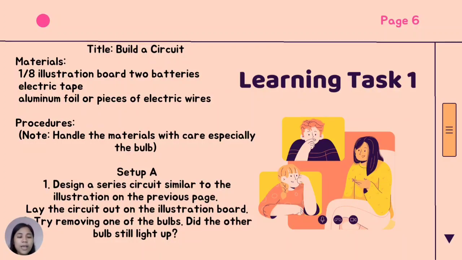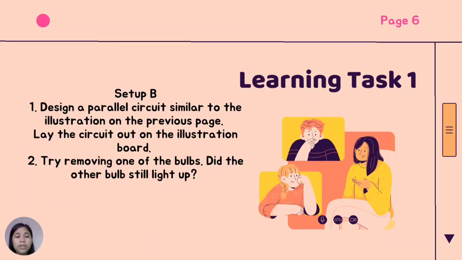Setup A. Design a series circuit similar to the illustration in the previous slide. Lay the circuit out on the illustration board. Try removing one of the bulbs. Did the other bulb still light up? For setup B, design a parallel circuit similar to the illustration on the previous slide. Lay the circuit out on the illustration board and try removing one of the bulbs. Did the other bulb still light up?